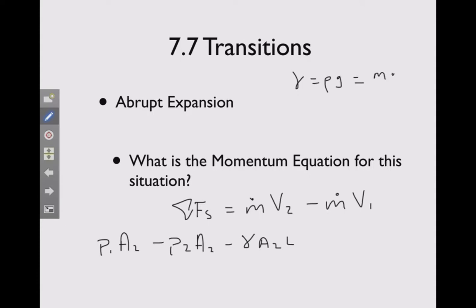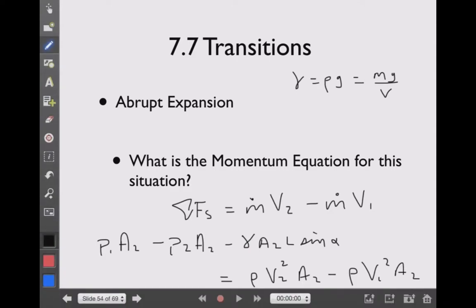And this equals mg over V. We've just written down the volume as A2 L, where L is the length of the control volume, and of course we have the sine of alpha because it's the component in the S direction. We're going to express these m dots in terms of the velocity. They're rho V A. So this whole thing is going to equal rho V2 squared A2 minus rho V1 squared A2. Correct? I'm sorry, that's not actually right. Let's do that correctly. That's V1 squared A1.